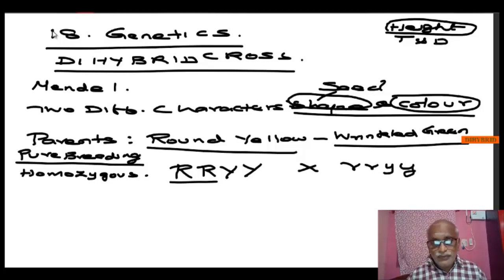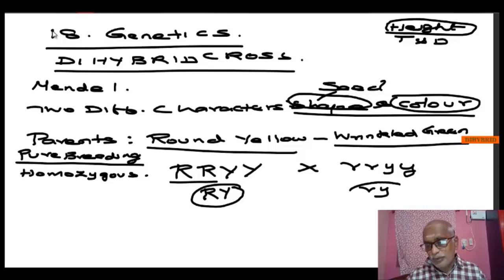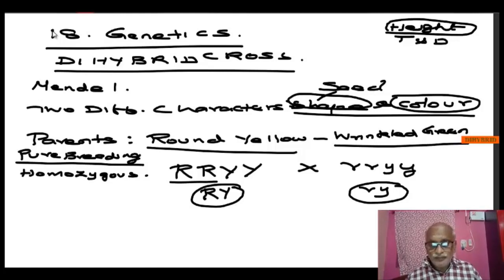So now we know that the parents are pure breeding, homozygous, and round yellow is dominant over wrinkled green. For easy understanding, we are using the corresponding English letters, capital and small letters. Since it is homozygous, it will produce only one type of gamete, that is capital R and capital Y. And the recessive parent will produce only one type of gamete, that is small r and small y. So these are the gametes of the parent.